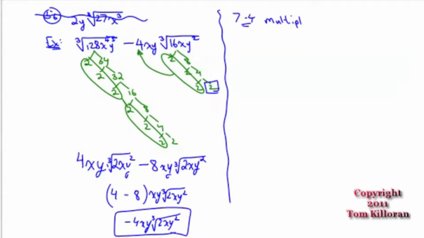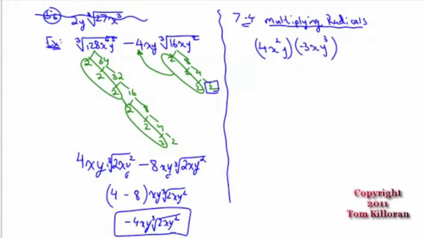multiplying radicals, or radicands, or irrational numbers. A lot of different ways of phrasing it. All right. So let's see here. If you have 4x squared y times negative 3xy cubed, how do you multiply these two together?